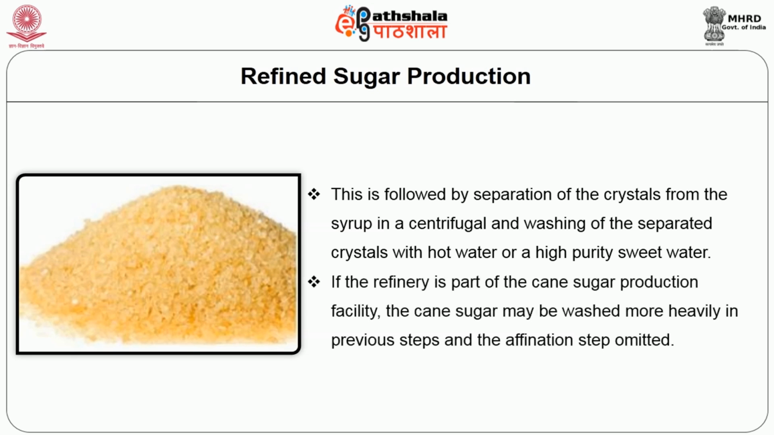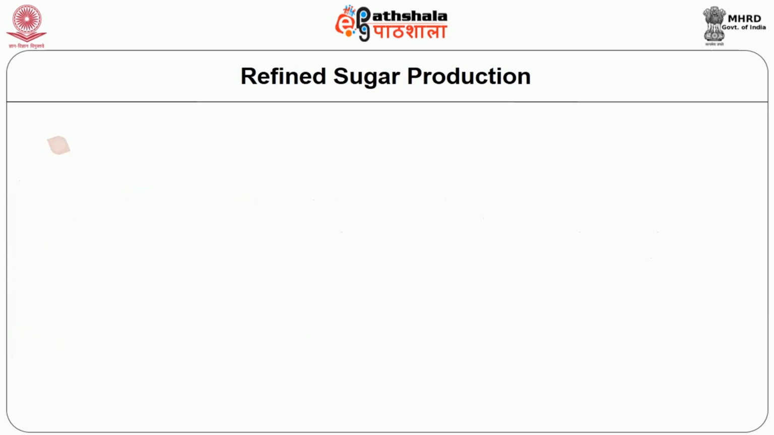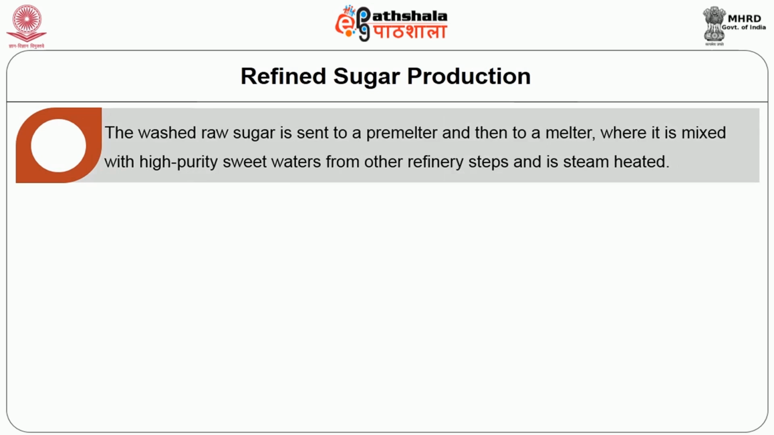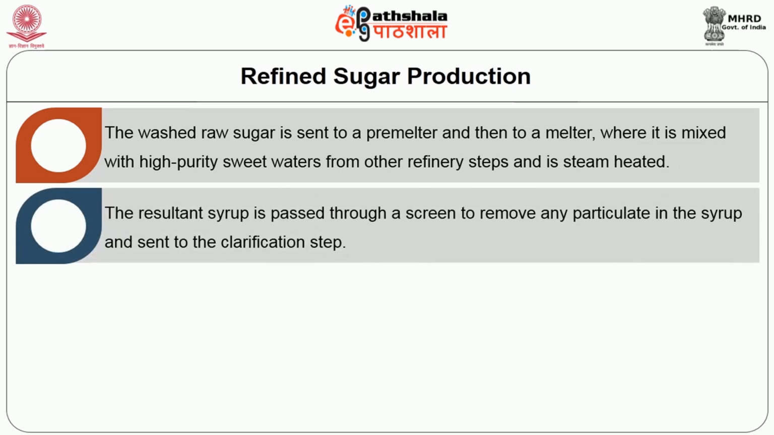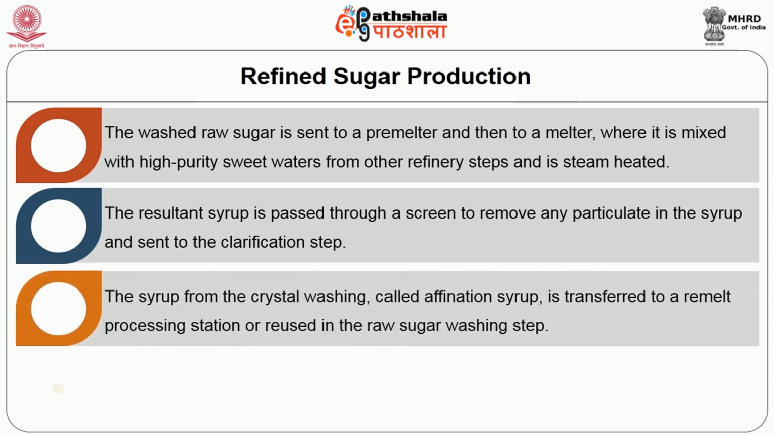If the refinery is part of the cane sugar production facility, the cane sugar may be washed more heavily in previous steps and the affination step omitted. The washed raw sugar is sent to the pre-melter and then to a melter, where it is mixed with high purity sweet waters from other refinery steps and is steam heated. The resultant syrup is passed through a screen to remove any particulate in the syrup and sent to the clarification step. The syrup from the crystal washing, called affination syrup, is transferred to a remelt processing station or reused in the raw sugar washing step.